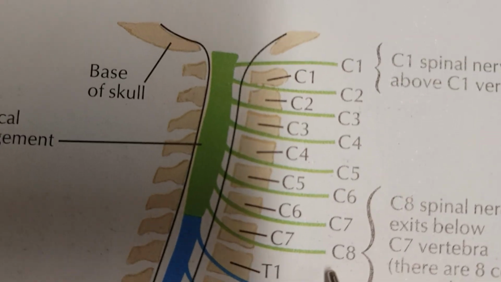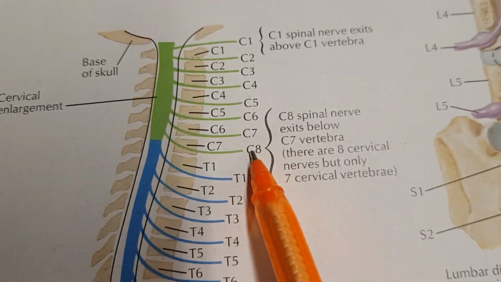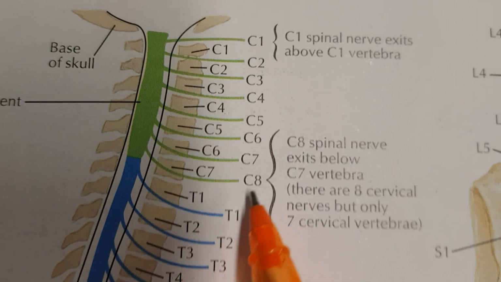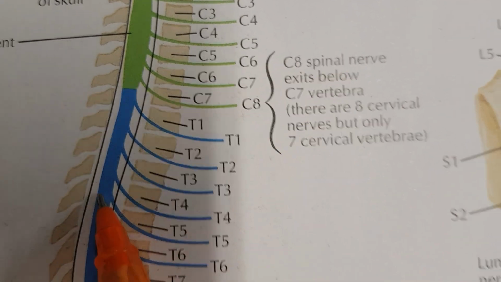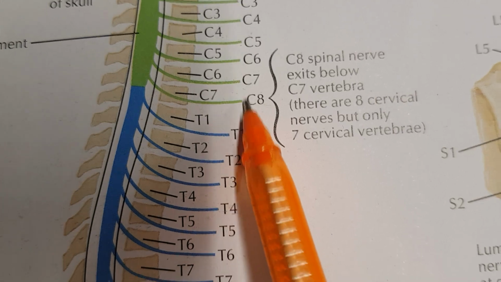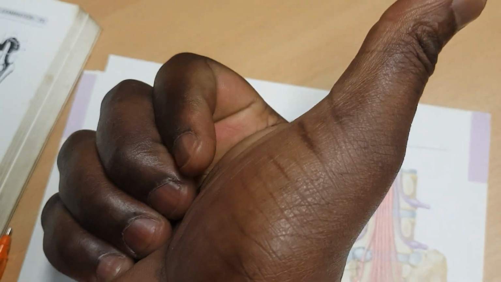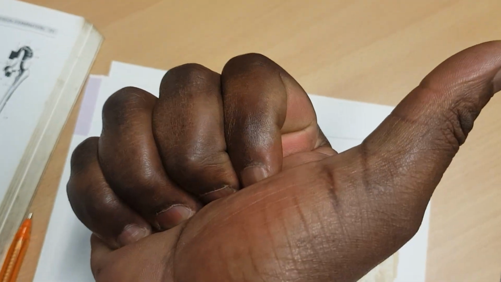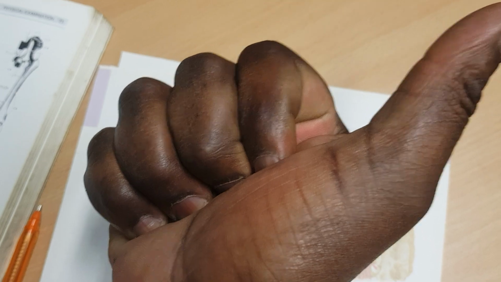C8, you test thumb extension and finger flexion. That you test this kind of movement. That is thumb extension. This is thumb extension. And then this is finger flexion. The patient should be able to make this for C8.